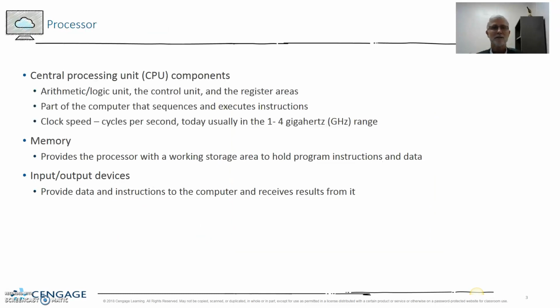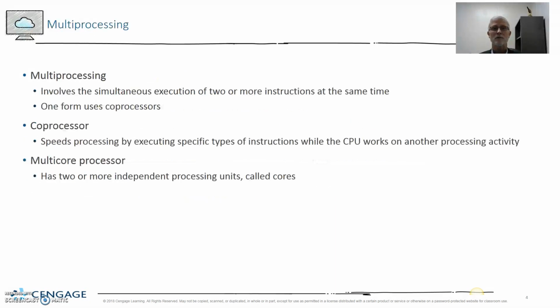So the components of a CPU: it's got a control unit. It does mathematical operations very fast. It controls things, and has registers, which are memory-like locations. It's the part of the computer that sequences and executes instructions, and it has a clock. You rate it based on how many cycles per second that processor can handle. Today we're running between 1 and 4 gigahertz, which is billions of instructions per second. Then your memory, there are several different types of memory, and we'll go into that. And then you've got input-output devices.